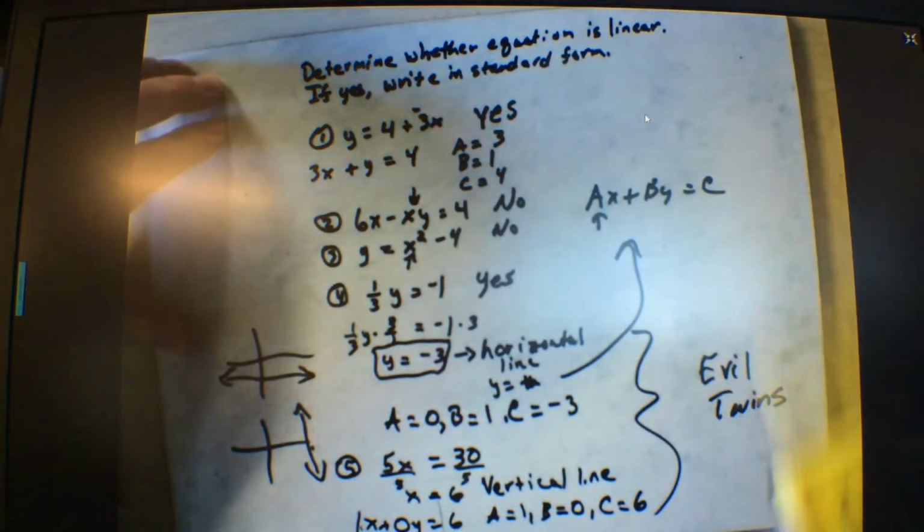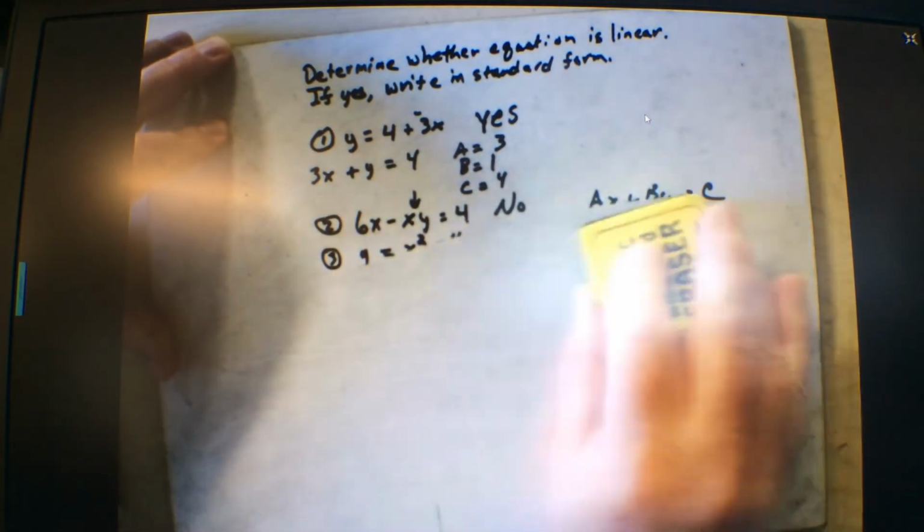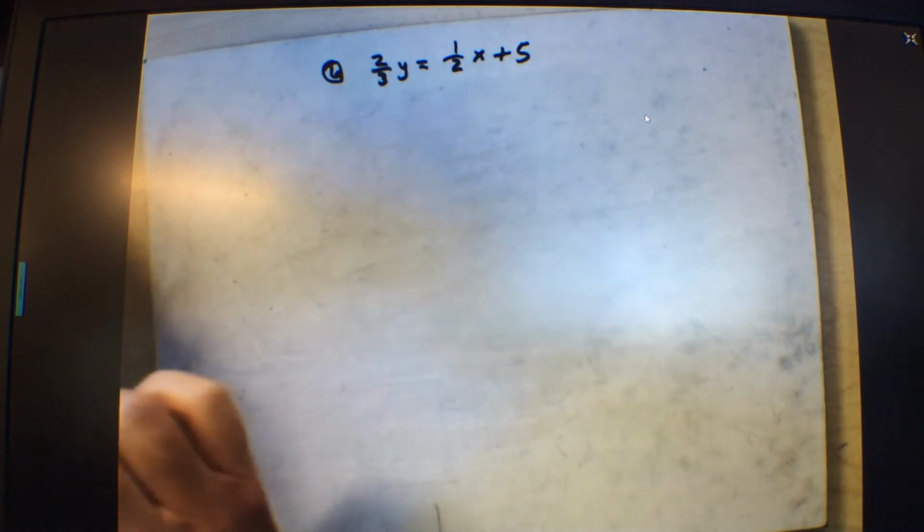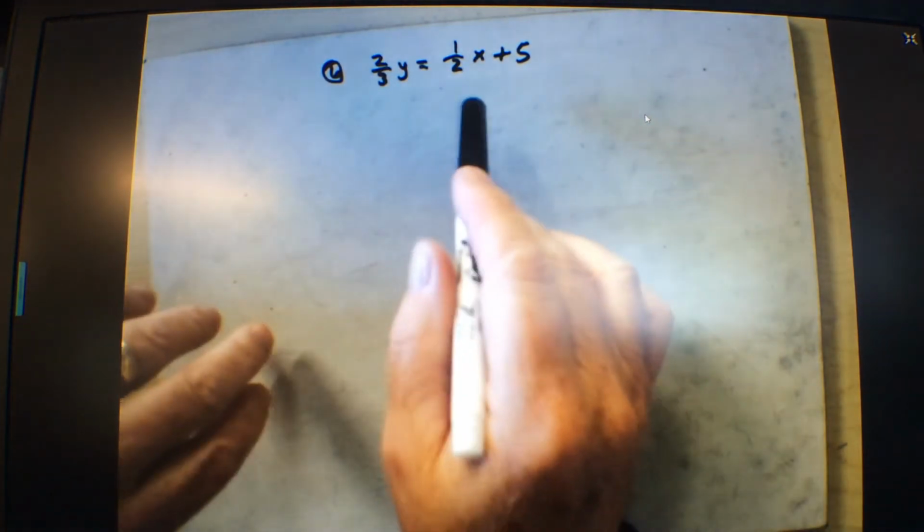All right, I'm going to erase all this. I want you to tell me what number am I on? 6. Now I want you to look at 2/3 y equals 1/2 x plus 5. Is this a linear equation? It is. It has an x and y, there's no multiplication of them, there's no squares. But you've got fractions, and you also have the x on the right side.